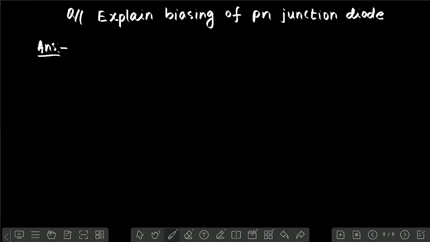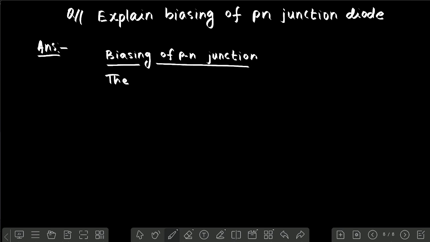What is biasing of a PN junction diode? All of you listen carefully. Biasing means, basically, the application of external voltage to a PN junction diode. That is called biasing.